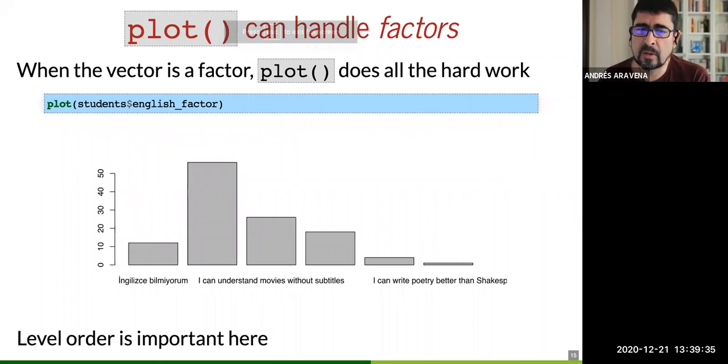So in other words, bar plots are nice when you have a few columns, a few bars. If you have like 5 or 10, they are fine. If you have many, it's kind of confusing. And they work well with factors.